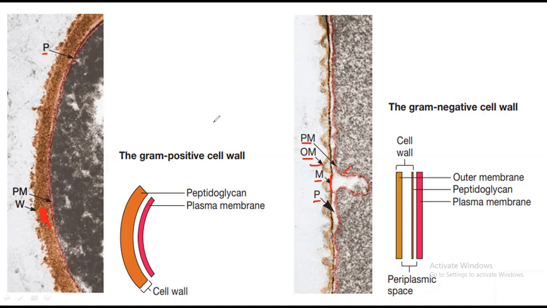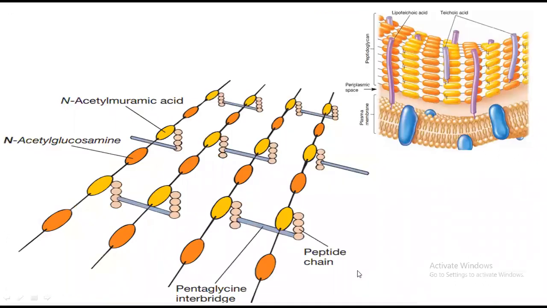So just look at how much difference there is between gram-positive and gram-negative bacteria with respect to the location of the peptidoglycan layer. I was just showing you the difference between these. The main aim of our video is the structure of the peptidoglycan layer, so let's start with the main structure of the peptidoglycan layer.